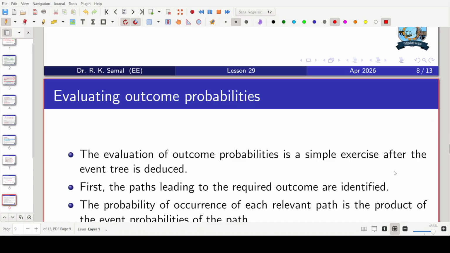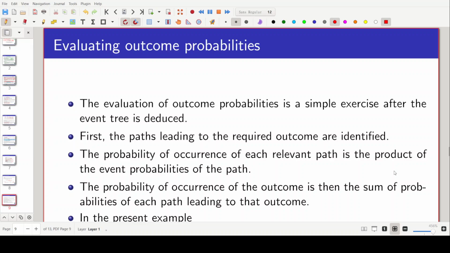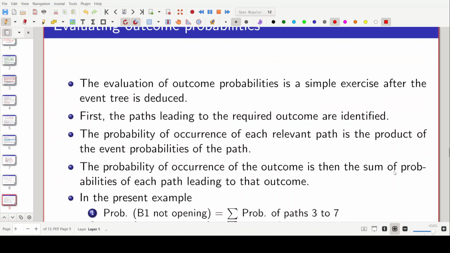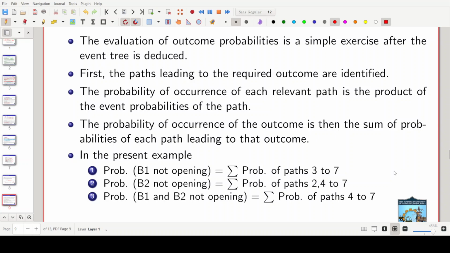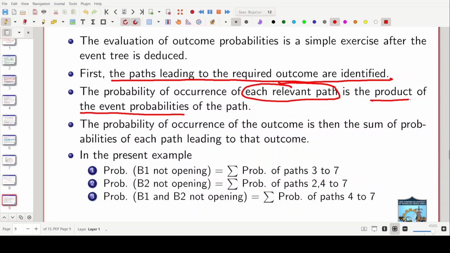Now how to evaluate the outcome probability. That means there was only one outcome where all the breakers opened, whereas there are many cases where the breakers did not open. Okay. The evaluation of outcome probabilities is a simple exercise after the event tree is reduced. First, the paths leading to the required outcome are identified. The probability of occurrence of each relevant path is the product of event probabilities. So we just simply take the product of the event probabilities. The probability of occurrence of the outcomes is then the sum of the probability of each path.